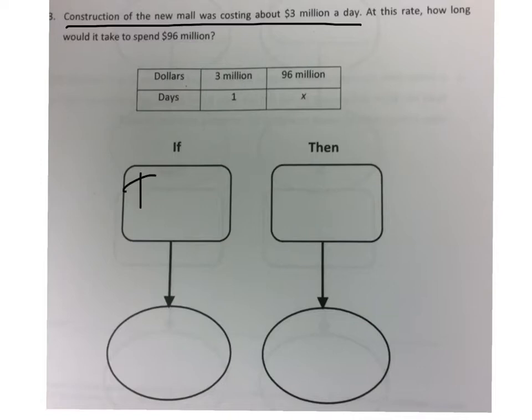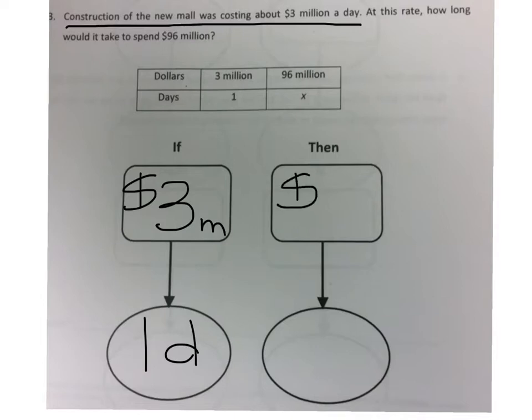So I'm going to start with here being 3. I'm going to put an M for million to remind me. So 3 million a day. That would be in 1 day. So now I'm going to transfer my labels. This would be money in millions, and this would be days.